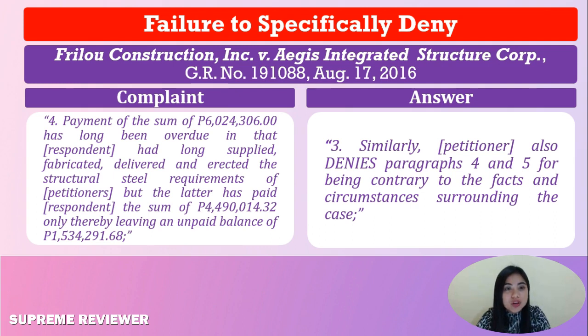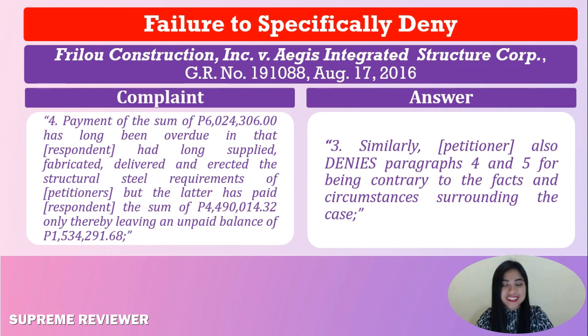Let us discuss the case of Freelo Construction versus Aegis Integrated Structure Corp. Respondent's averment in paragraph 4 of its complaint reads, "Payment of the sum of 6,024,306 pesos has long been overdue, in that respondent had long supplied, fabricated, delivered, and erected the structural steel requirements of petitioners, but the latter has paid respondent the sum of 4,490,014 pesos and 32 centavos only, thereby leaving an unpaid balance of over 1 million pesos." Petitioner denied this by stating in the answer, "Similarly, petitioner also denies paragraphs 4 and 5 for being contrary to the facts and circumstances surrounding the case."